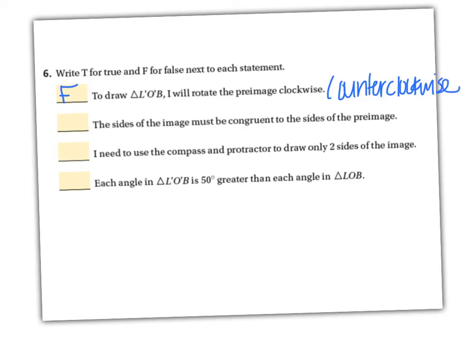The size of the image must be congruent to the size of the pre-image. That will be true. It doesn't change the side lengths at all. We have to use the compass and protractor to draw only 2 of the sides. That's true because the third side should be the exact same. Each angle in L prime O prime B is 50 degrees greater than each angle in LOB. That's false. The angles of the triangle shouldn't change.